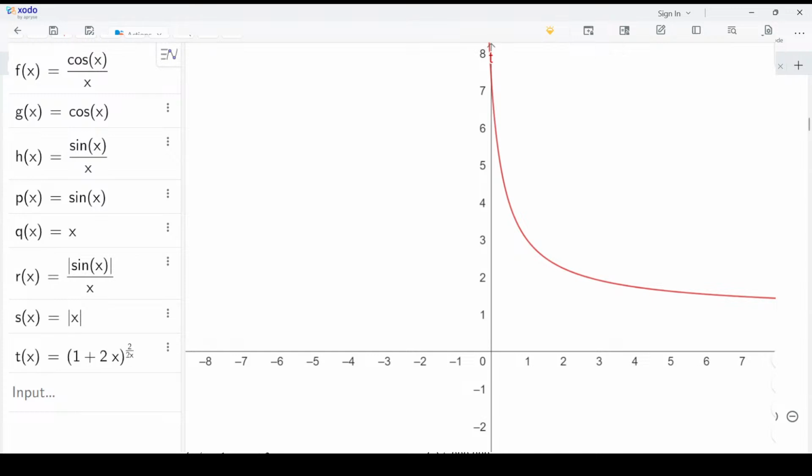We're asked to plot the graph. Can it have a continuous extension? Yes, it can have a continuous extension. What is the continuous extension? e squared. Now, let's try to draw the graph of this one.